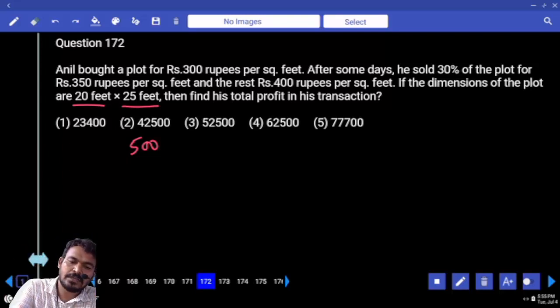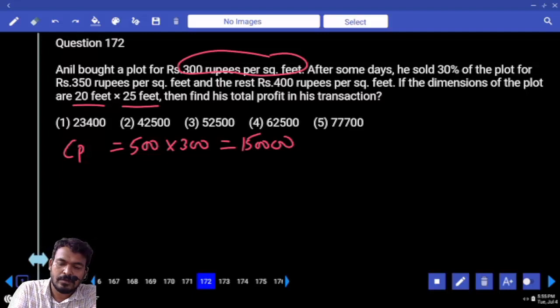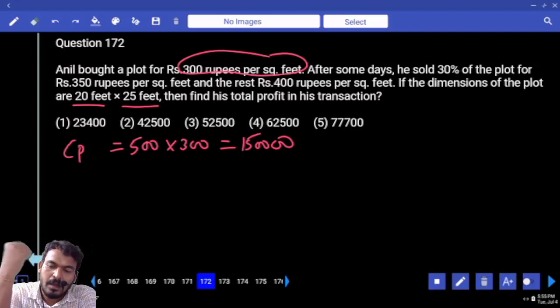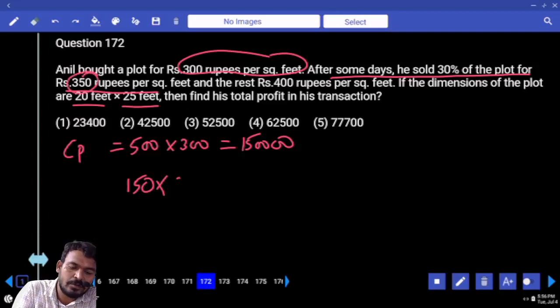But every square feet costs how many rupees? 300. 500 into 300 is equal to the cost price or the selling price? Cost price. 5 3s are 15, and then the zeros. Next, after some days he sold 30% of the plot at 350 rupees per square feet. What is the actual plot? 500 square feet. In that, 30%. What is 30% of 500? 150 square feet.